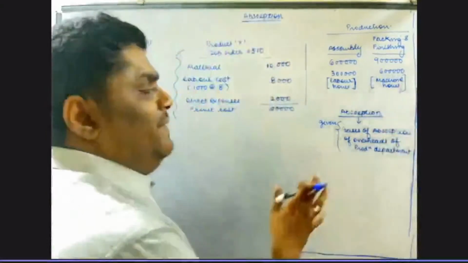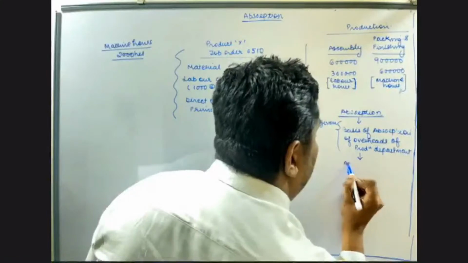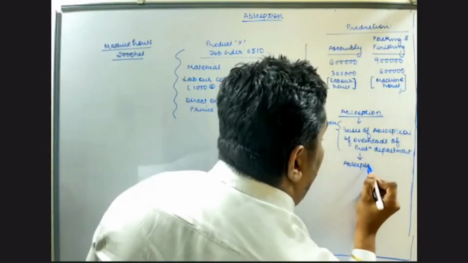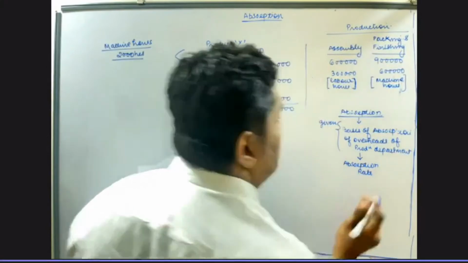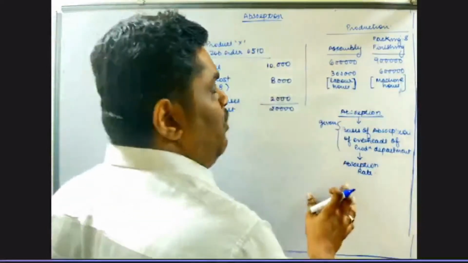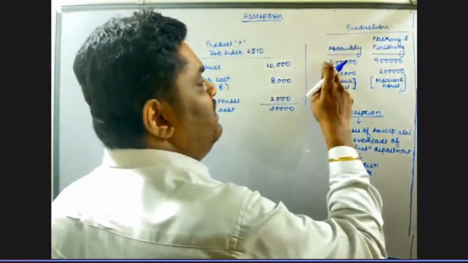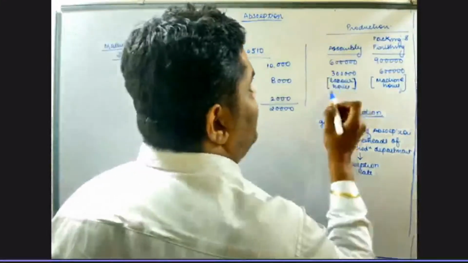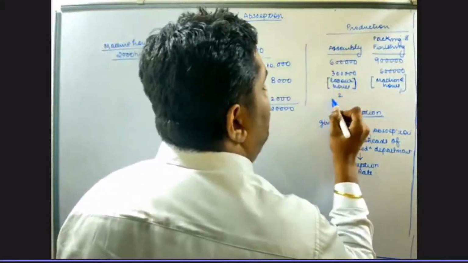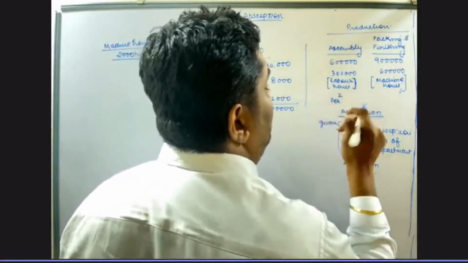Now, once the basis of absorption is identified, we will calculate the absorption rate. So herein, when talking about the calculation of absorption rate, 6 lakh cost is incurred for how many hours? 3 lakh hours. So how much is the rate per hour? Rupees 2 per labor hour.